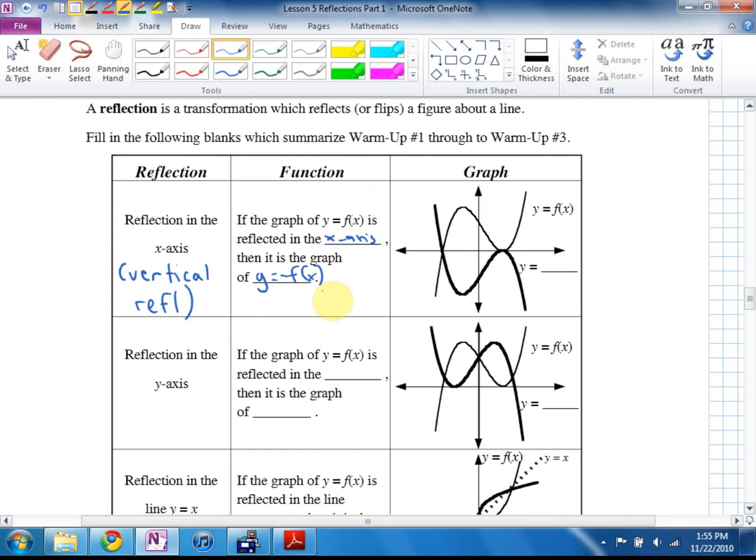If you're on the quiz and you're not sure, in other words, Chelsea, if the thin graph is my original, and if I spin it along the x-axis, if I put my two thumbs on the arrows on either end of the x-axis and give the paper a half turn, the thick graph would be the result. This is y equals negative f of x.